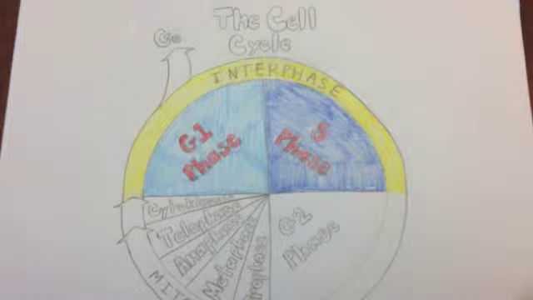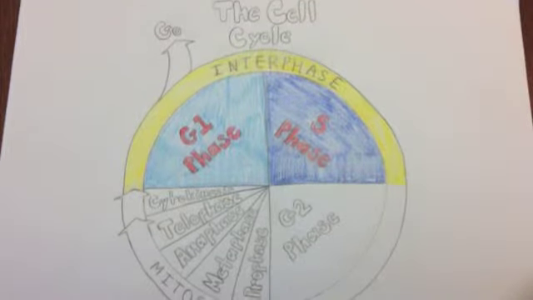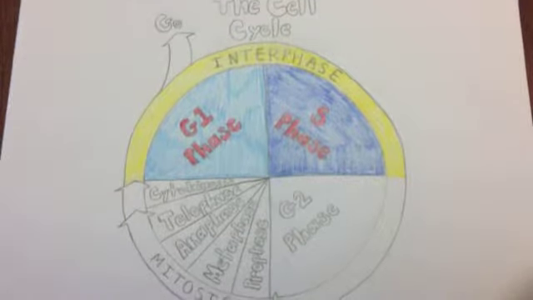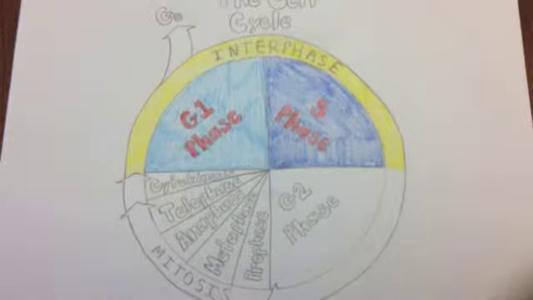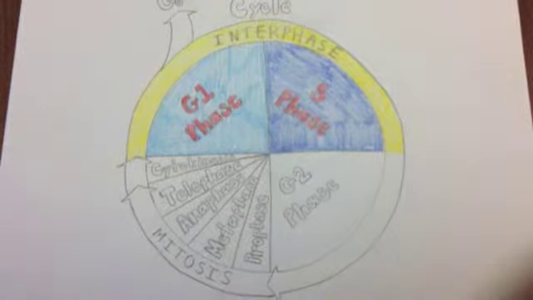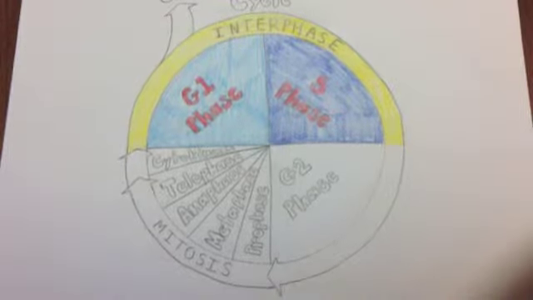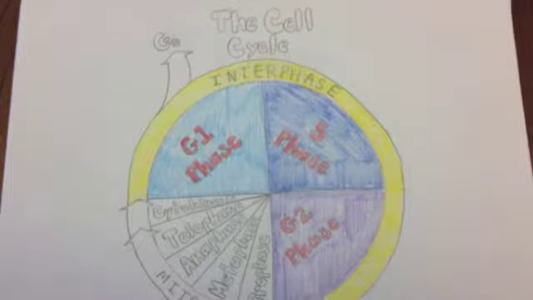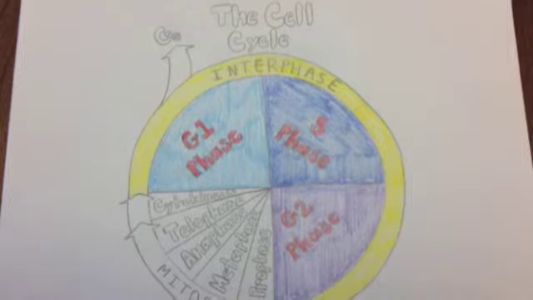In the S, or synthesis phase, DNA replication occurs and all genetic material is copied. This is the longest part of the cell cycle because it is crucial to carefully revise the copied DNA for mistakes. In G2, the cell continues to grow and prepares for mitosis.